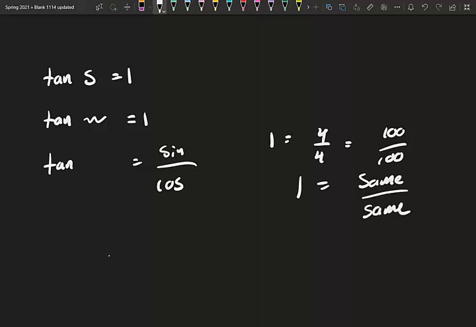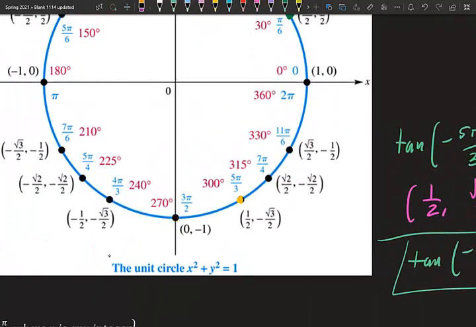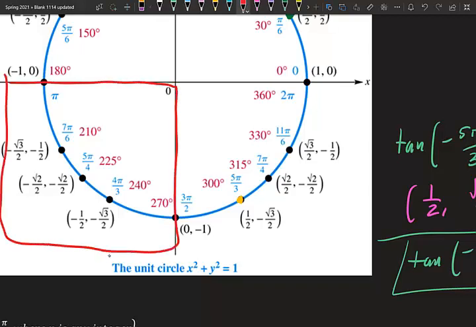So we need to go to our unit circle to find same over same, and in what quadrant are we working in? So we need to look in quadrant 3 for a sine over cosine where the two numbers are the same. So let's go to quadrant 3. So we're in this quadrant right here. We need to look for two numbers that we put on top of each other that equal 1. So they have to be identical numbers. We're going to use this one right here, 5 pi over 4.